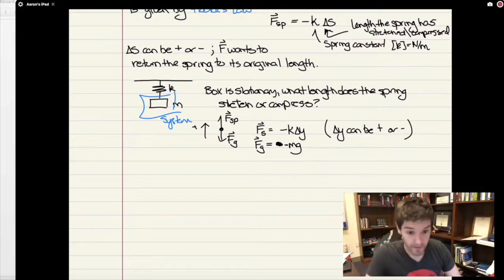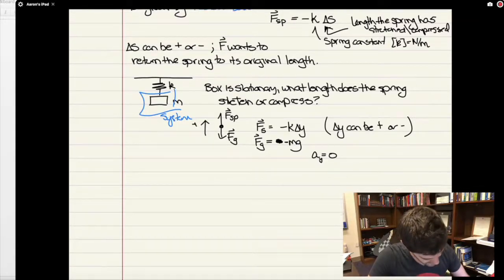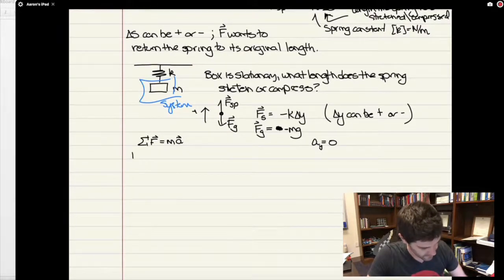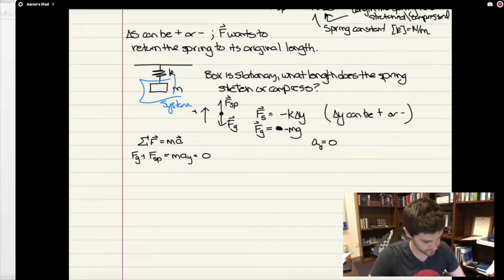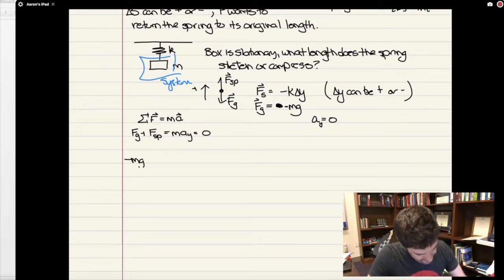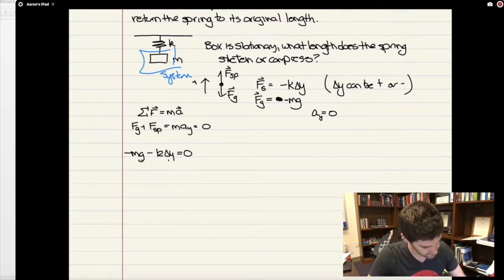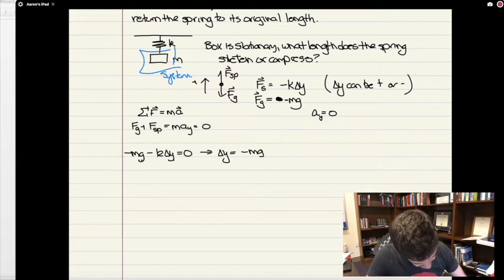And what else do we know? We know the object is not moving, so the acceleration must be 0 in the y direction. And we're off. Sum of the forces equals the mass of the object times its acceleration. There's only two forces here, and they're both vertical, so I'll dispense with the vectors. So the sum of the two forces equals the mass times acceleration, but we said that is 0. Now we plug in, we get negative mg minus k delta y equals 0, which implies delta y is negative mg over k.